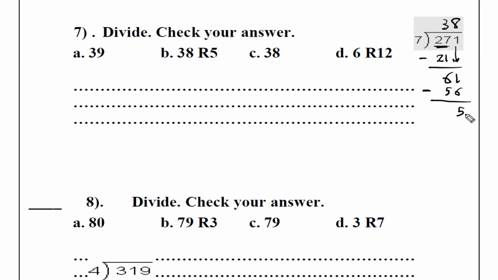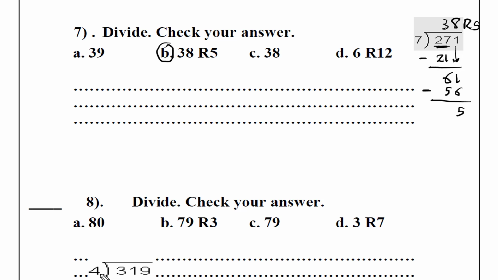Look here, the remainder is 5, which is less than the divisor. If the remainder is less than the divisor, you are correct. But if the remainder is greater than the divisor, pay attention, you are not correct. So the remainder must be less than the divisor. I am correct, 5 is less than 7. So the quotient will be 38 with the remainder 5. The answer is B.